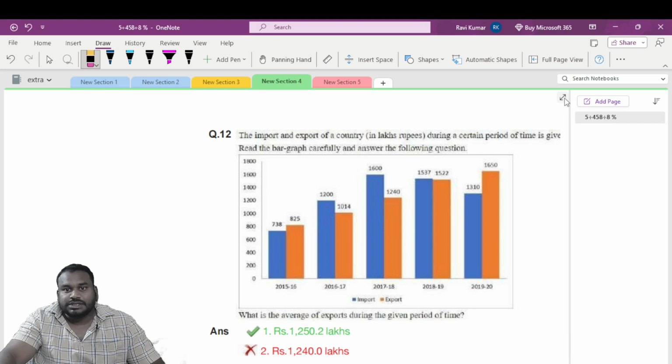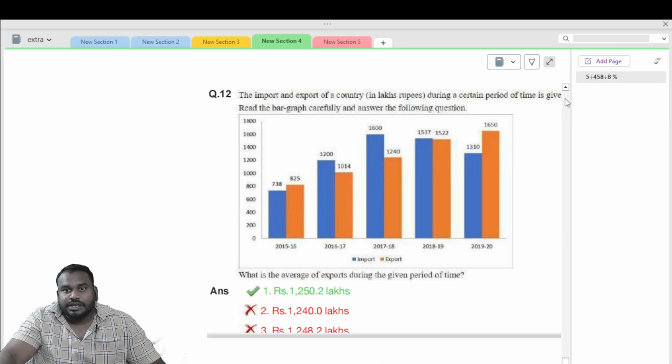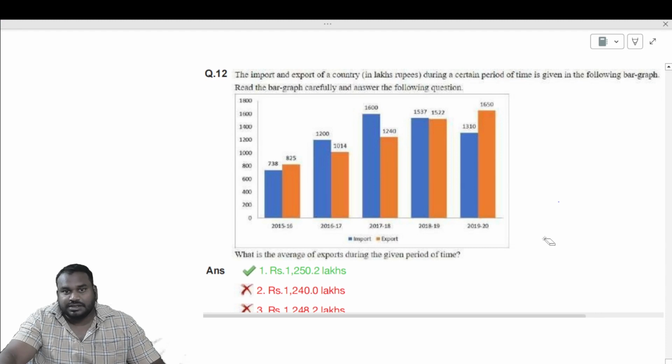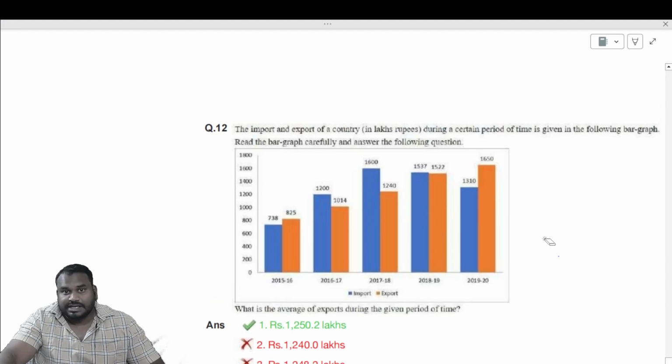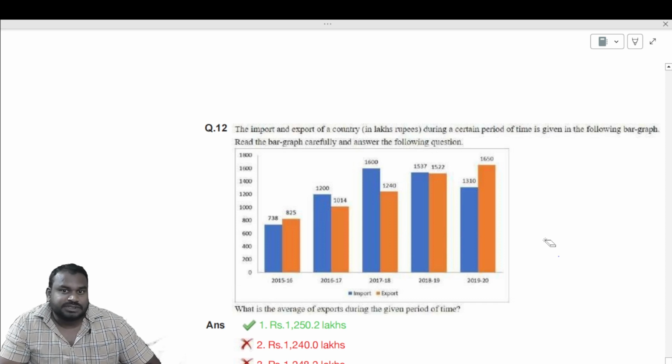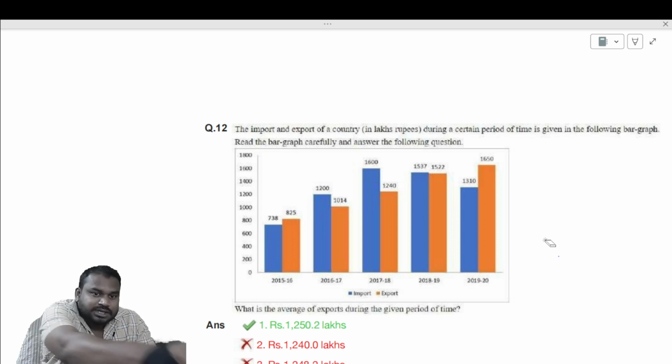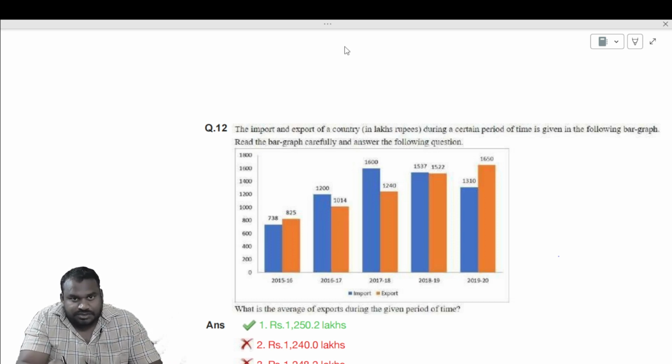The next question is the import and export of a country in lakhs of rupees during a certain period of time, given in the following paragraph. Read the paragraph carefully and answer the following question. What is the average of exports during the given period of time? He is asking the average for the exports.